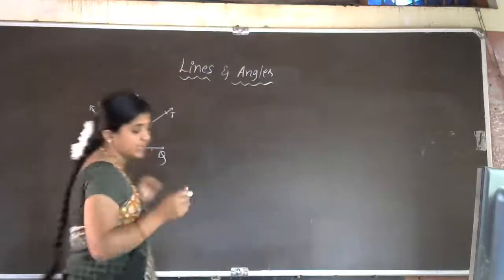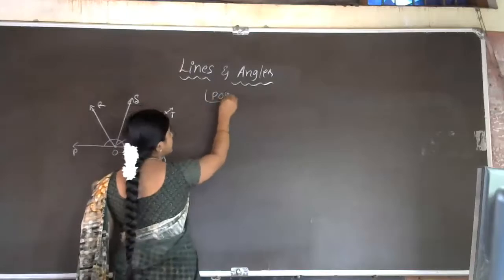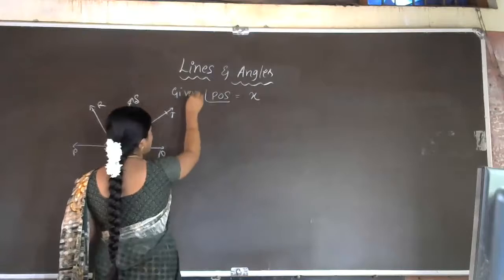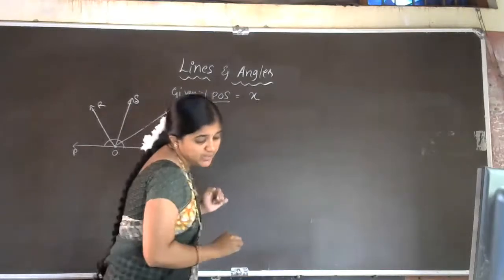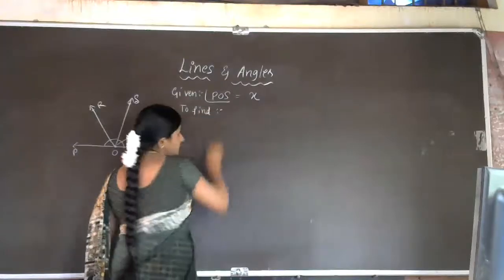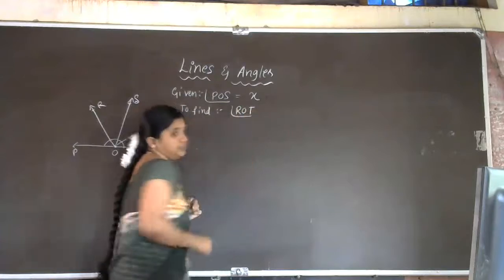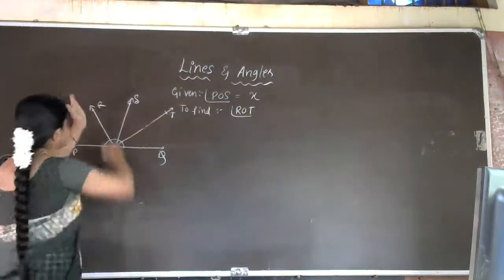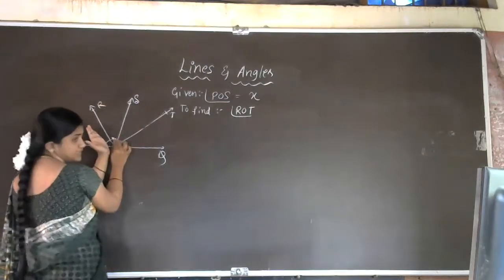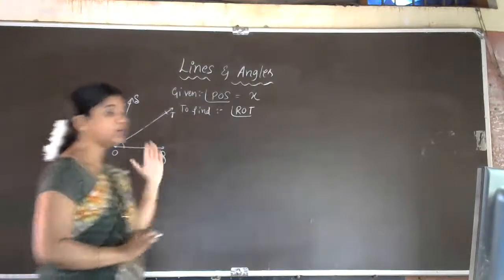Yes. If angle POS is equal to X, what is given here? POS is equal to X is given. What we have to find? Angle ROT we have to find. Which angle we have to find? This angle. Are you observing this one? ROT, this part and this part together, we have to find the measurement of angle ROT.